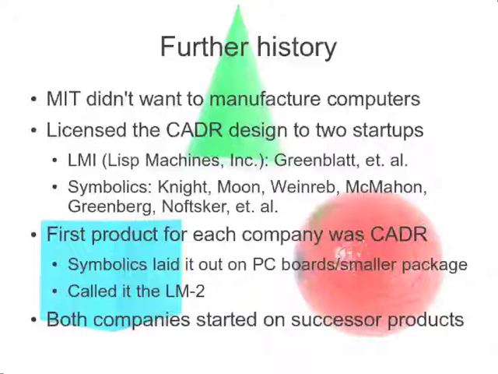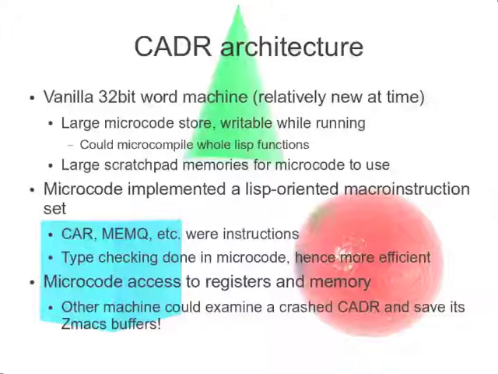The Catter that Symbolics did was repackaged. We laid it out on PC boards and put it into an industrial box, but it was essentially the same design. The Catter was more or less a vanilla 32-bit word machine, which wasn't the most usual thing at the time. But it had two great features. One was a very large microcode store, and that meant you could make a microcoded instruction set that was essentially a Lisp interpreter. So car was an instruction, as were lots of Lisp primitives. And it had large scratchpad memories so that this microcode could look up lots of stuff, and that was used for the type checking parts.